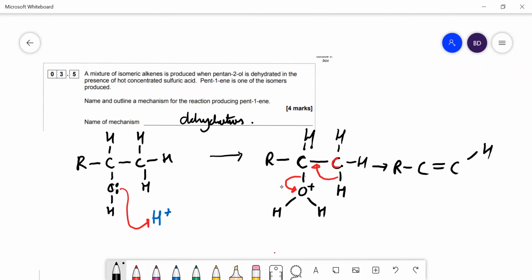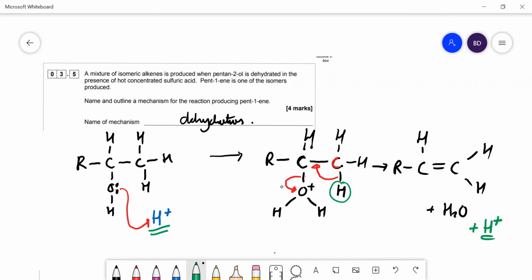You've got two hydrogens here, hydrogen there, and you of course released H2O. And this hydrogen here has come off as H+, so you've regenerated the H+. So you started off with H+, you get H+ back. So the role of H+ in that reaction is a catalyst.